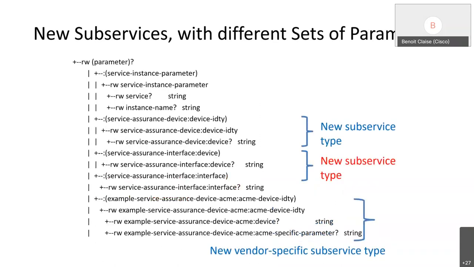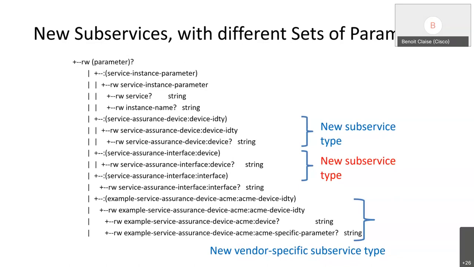One of the new additions is a Yang module for the assurance of the interface. Somehow it shows that if you're assuring a device, you've got the device ID as a parameter. If you are assuring an interface, you need two parameters, a device ID and interface ID. And we showed how we could extend this, even with some vendor specific subservices. In my first slide, for example, if I've got a Nokia, Huawei or Juniper device, I should be the one having the device health.